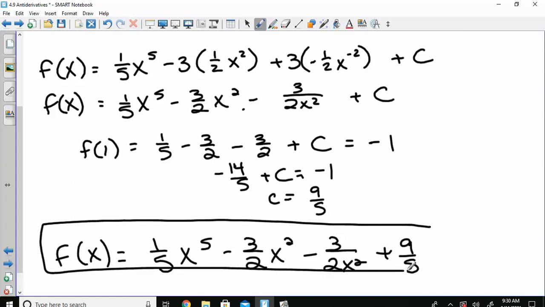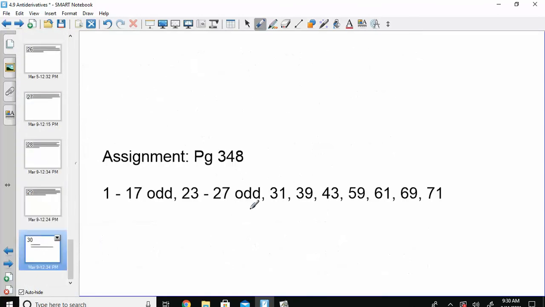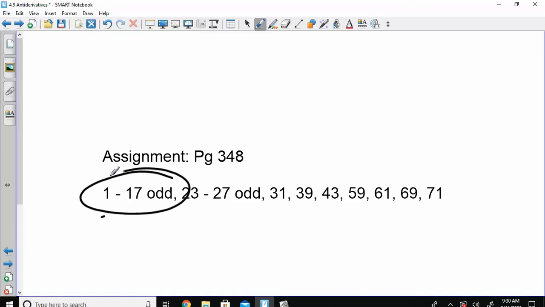So we will do more of those next week where we're actually finding the constant value. None of your homework tonight will have those, but I just wanted to touch on one. Okay, so that is our stopping point. Homework, and I'm trying to give you time in class to do this right now because there's a lot going on this weekend. 1 through 17 odd. And you've got a little over 10 minutes to work on that.